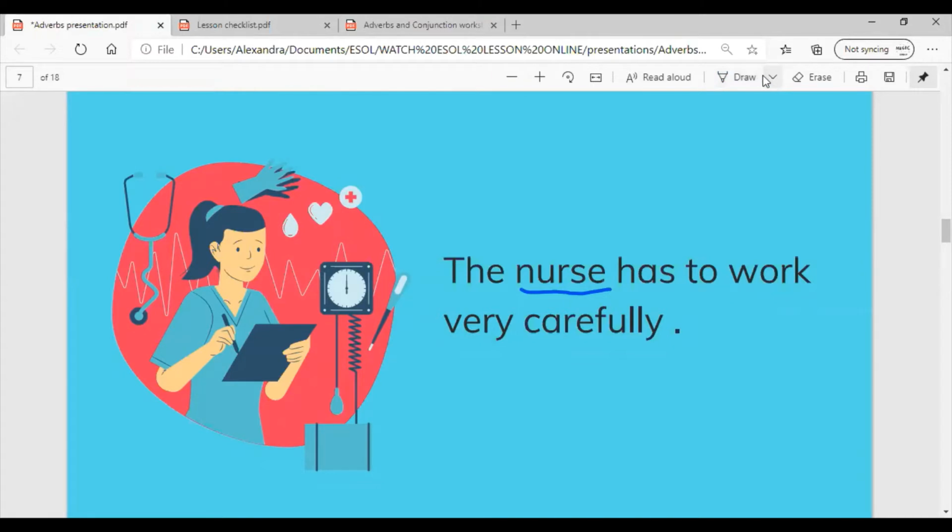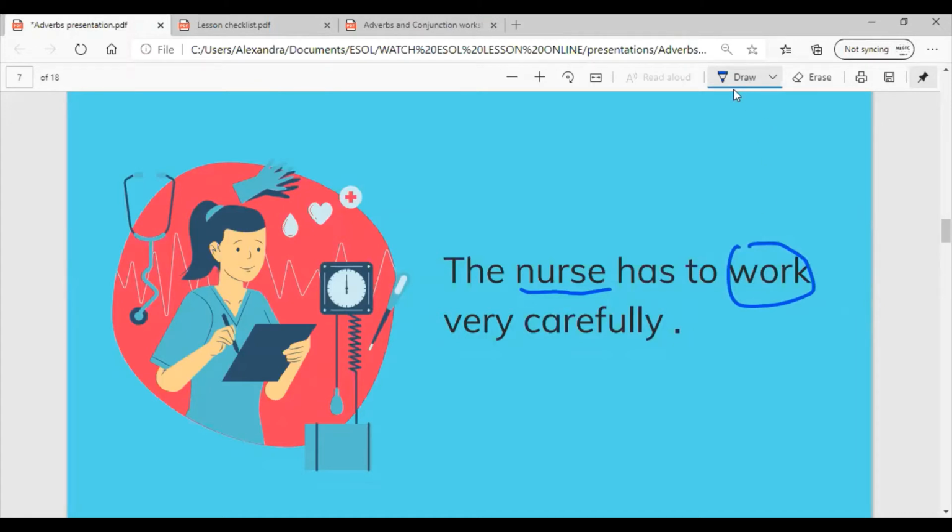Now, when we're looking at verbs, we always like to circle them, and our verb is our action word. So what is the nurse doing? Well, the sentence tells us that she has to work very carefully. So work would be our verb because that is what she is doing in the sentence.